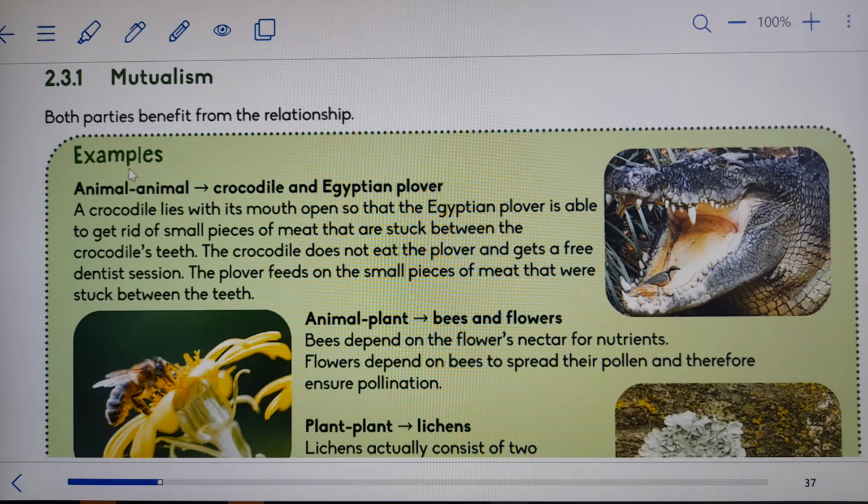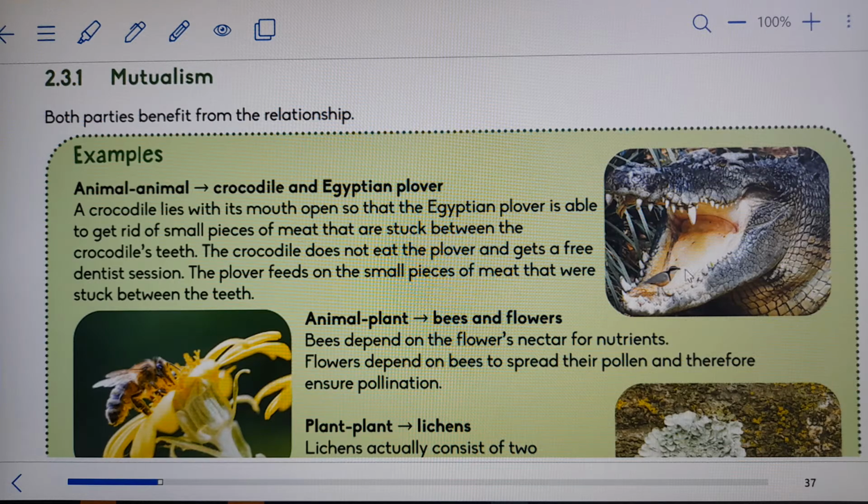Okay, let's see an example of mutualism. Mutualism is one type of interdependency. Remember, under 2.3 we are looking at interdependencies. The first type of interdependency is mutualism, where both parties benefit from the relationship. This is, for example, animal to animal, where we have a crocodile and an Egyptian plover.